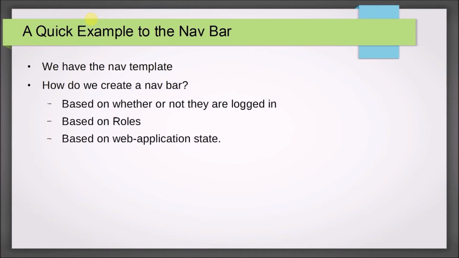So now that we have the login system, we're going to talk a quick example of the Navbar. Now we have a nav template, and here we want to put all our links to our web application. But creating a Navbar is not as easy as you would first think, because the different options on a Navbar are going to be based on whether or not they're logged in, based on the user roles, and possibly based on the web application state, like where you are in the application.